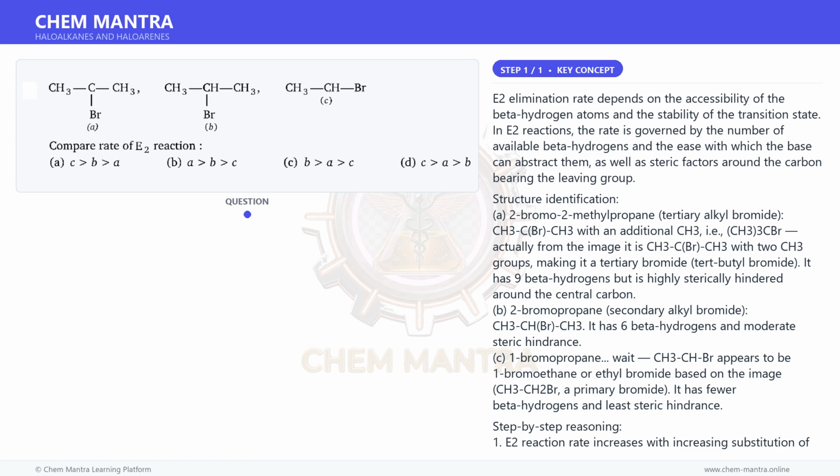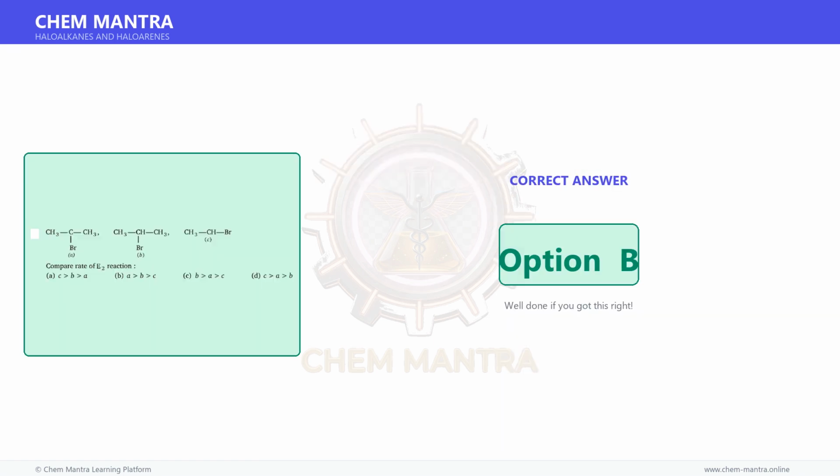Why other options fail? Option A, CBA, this is the SN2 order, not E2. Option C, BAC, incorrect, tertiary should be faster than secondary in E2. Option D, CAB, incorrect ordering entirely. Therefore, the correct answer is option B.